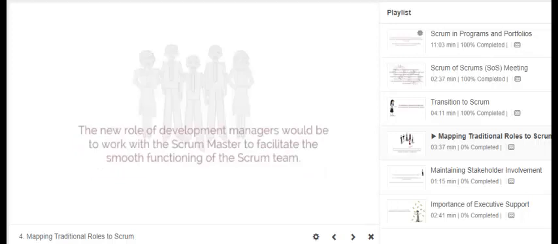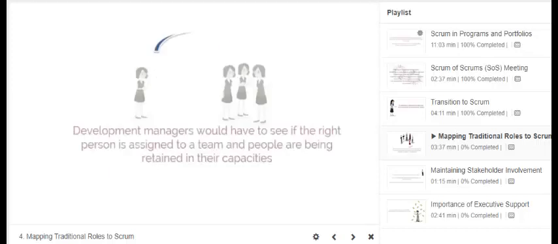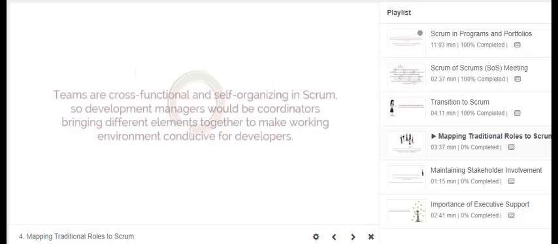One of the new roles of development managers would be to work with the Scrum Master to facilitate the smooth functioning of the Scrum team. Development managers would have to see if the right person is assigned to a team and people are being retained in their capacities. As teams are cross-functional and self-organizing in Scrum, development managers would have to play the role of coordinators, bringing different elements together in an organization to make the working environment conducive for the developers.